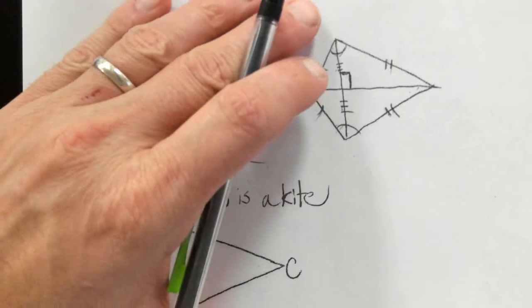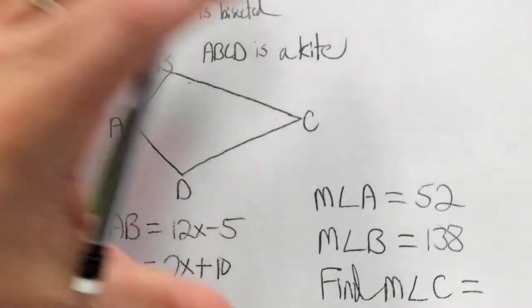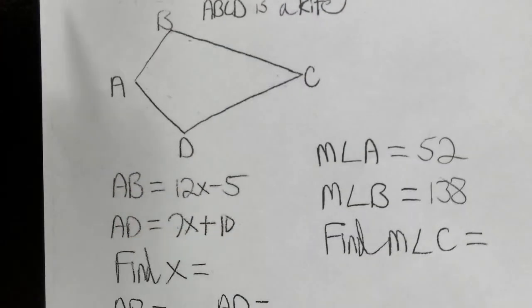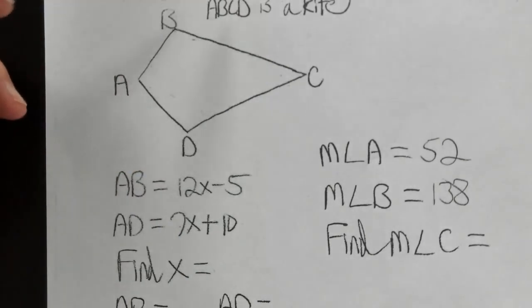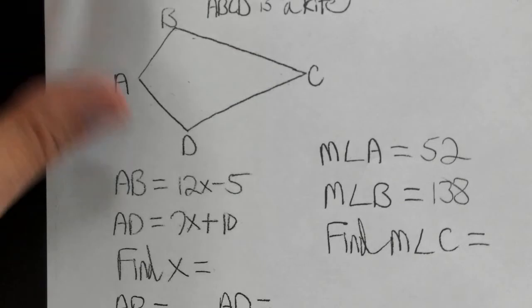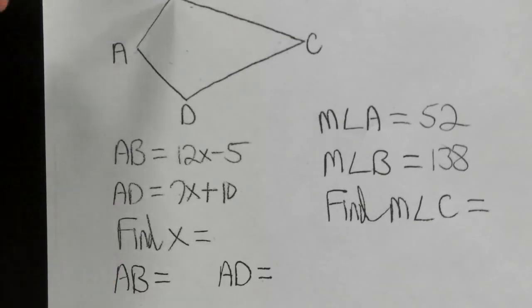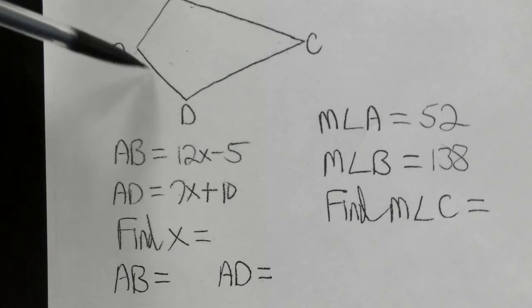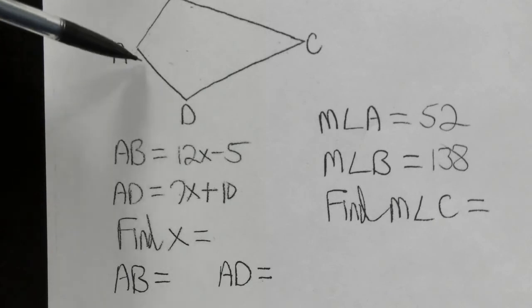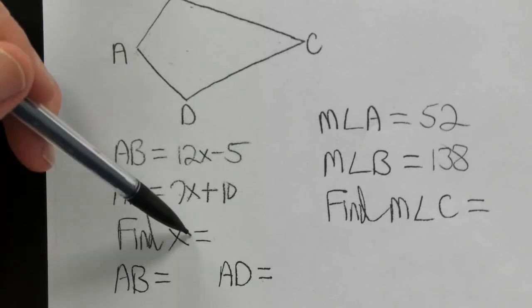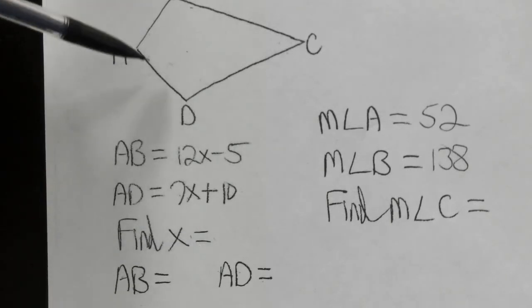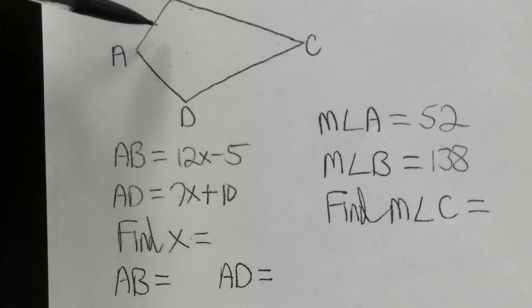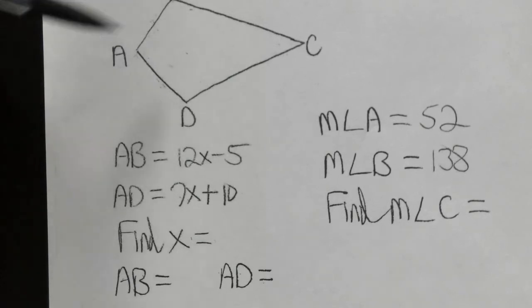Okay, so what type of problems are we going to be faced with here? Let's take a look and see. All right, so number 1, it's going to tell me that the figure is a kite, and they're giving me AB, which is this segment, and they're giving me AD, which is this segment. All right, and I need to find the value of x. I need to find AB and AD.